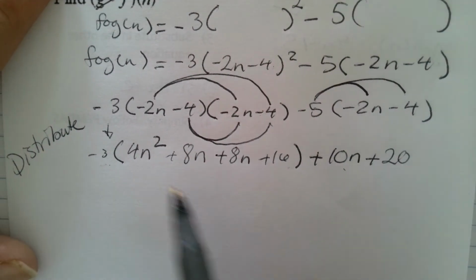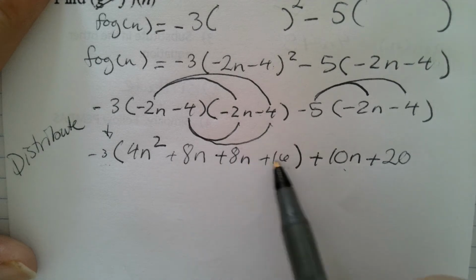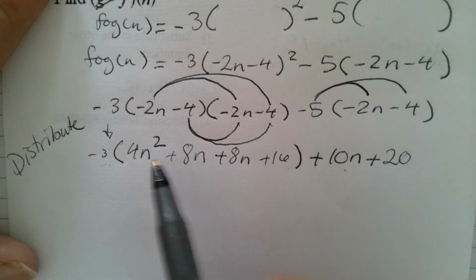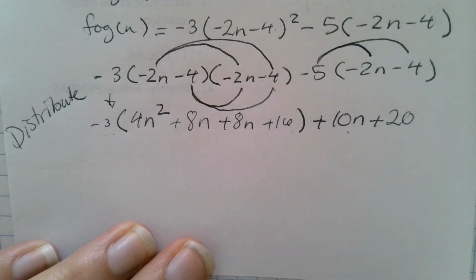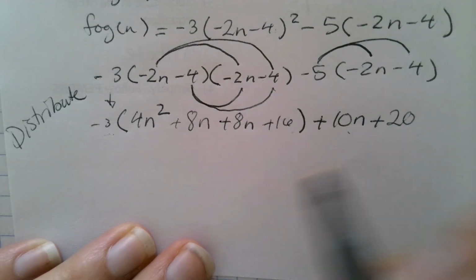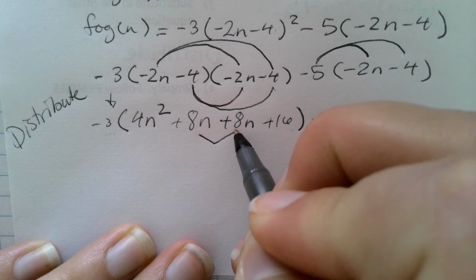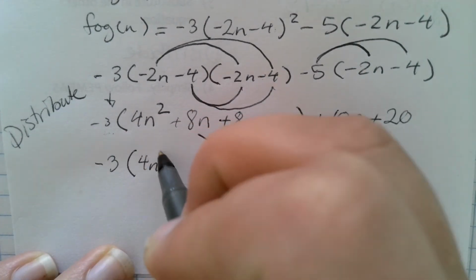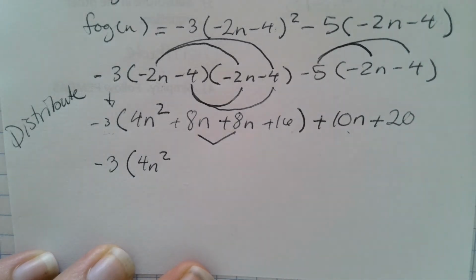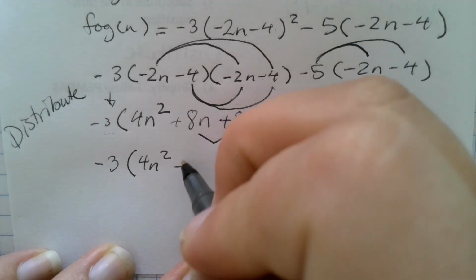Okay, so let's break this down. What are our like terms inside the parentheses? 8. What has the same variable to the same power? 8n and 8n. Exactly. So this negative 3 is just going to be chilling. The 4n squared is coming down. Daniel Reyes, what is 8n plus 8n? 16n. Thank you.